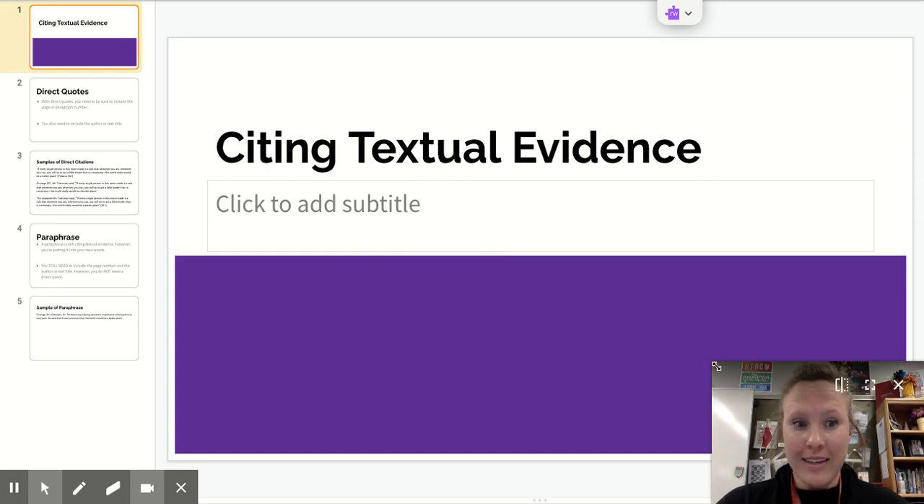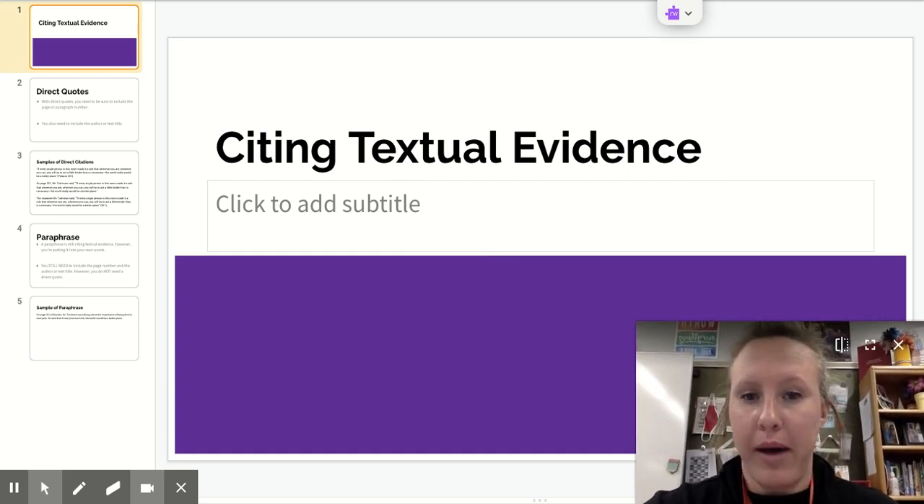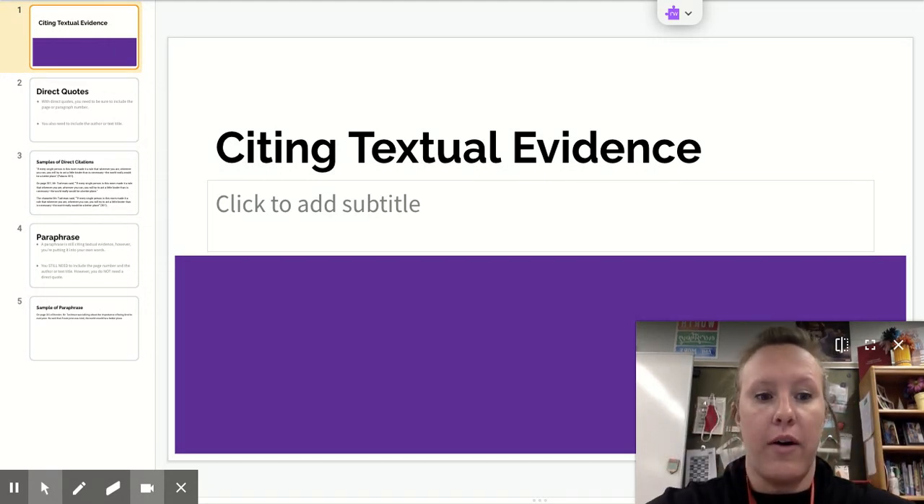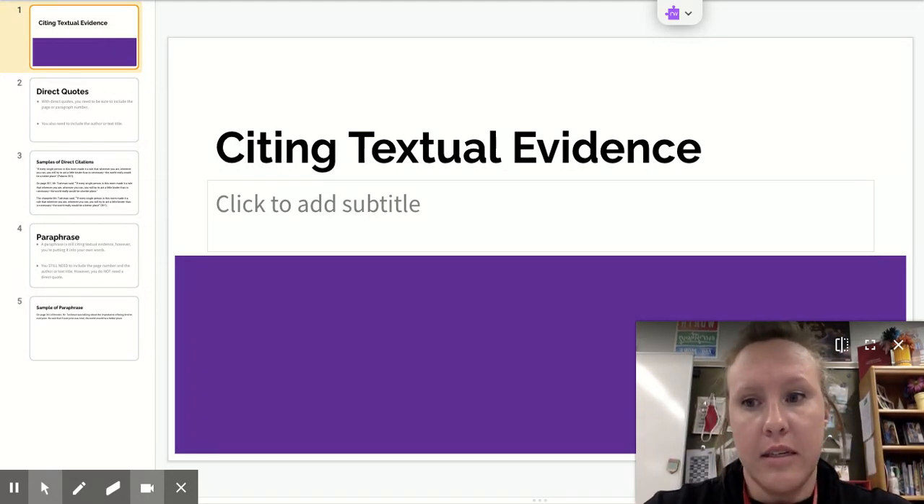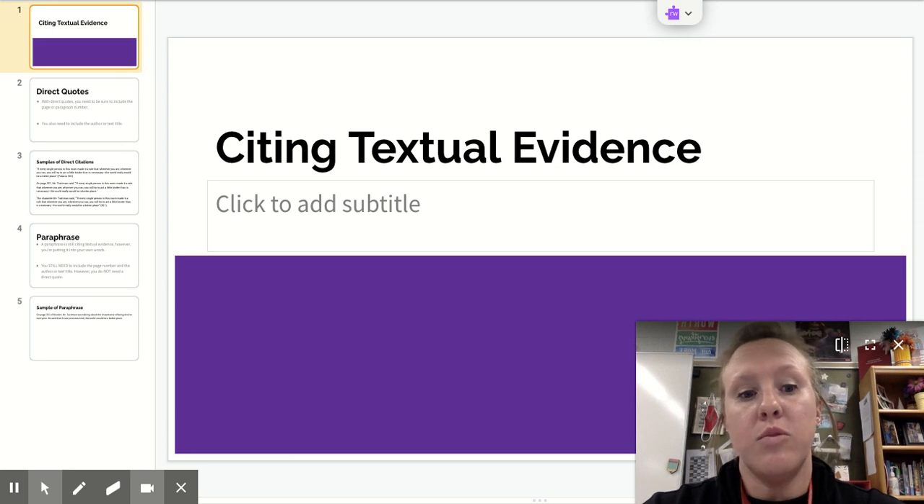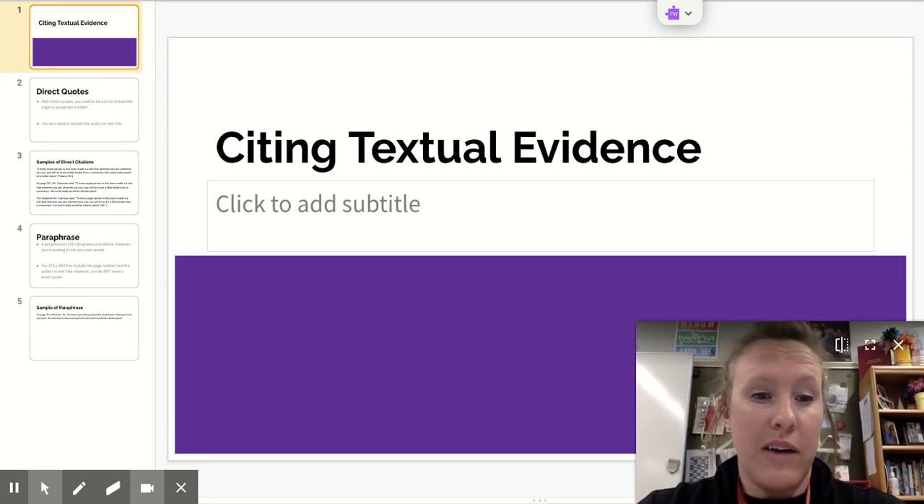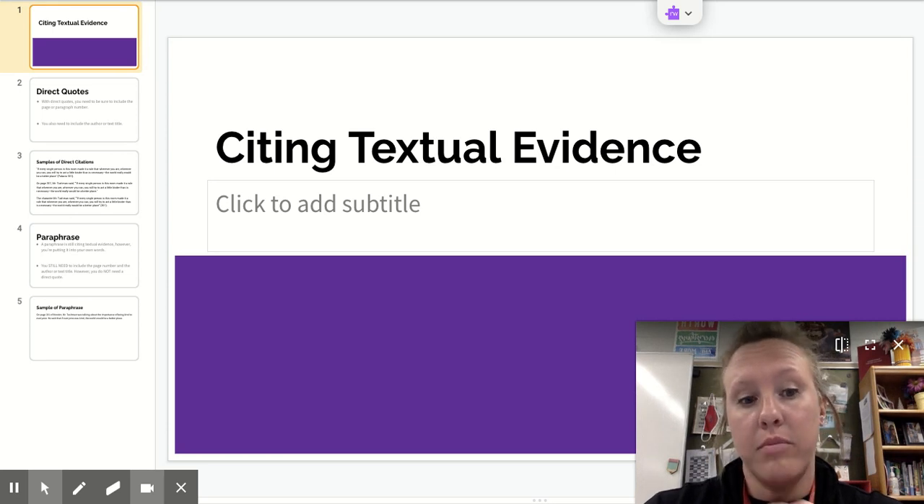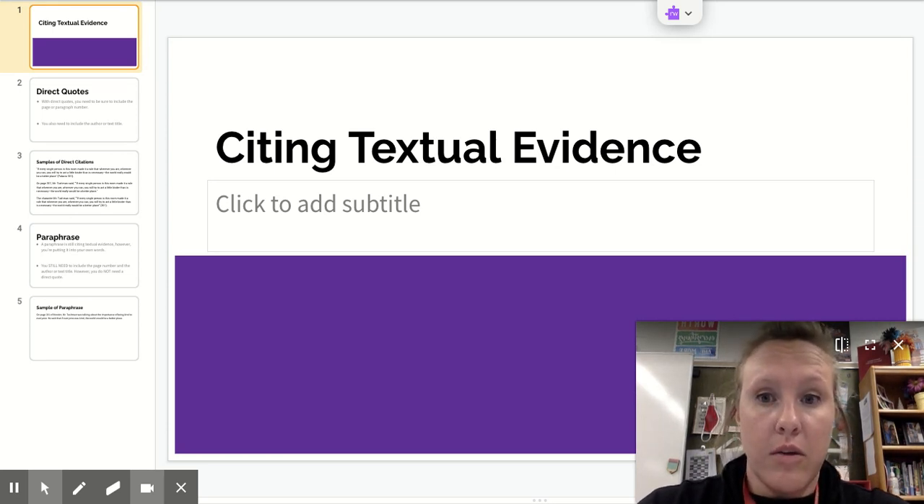Hi, guys. Today we are going to talk about how to cite textual evidence. This is something that you guys should know how to do, but this is a review because it's something that you are going to use for a very long time. You'll use this when you're writing about what you're reading. You'll use this in other classes because you'll have to cite textual evidence from different sources. And so this is a good way to do that.